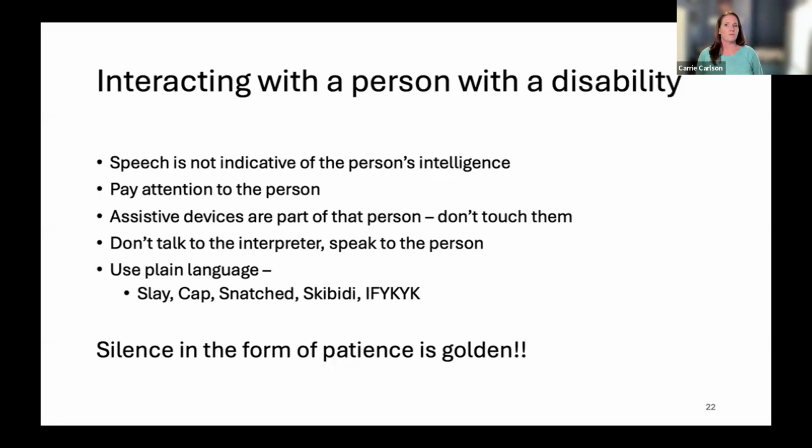Sometimes you just have to give people time to communicate. Like I'm thinking of people who use communication devices, right? You should always make sure that you give that person time to communicate and to interact. And I'm going to go more into that. And don't talk to the interpreter, speak to that person.